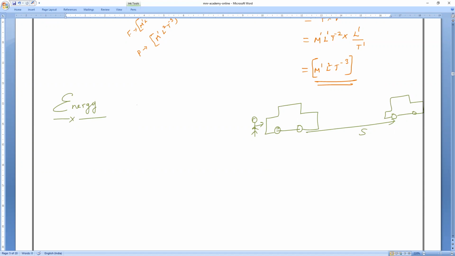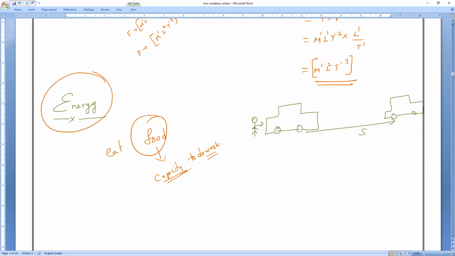When I eat food, then only I get the capacity to finish the work. Am I right or wrong, everybody? That capacity or ability to do the work is only called what, everybody? Energy. So the word energy is actually derived from the Greek word.